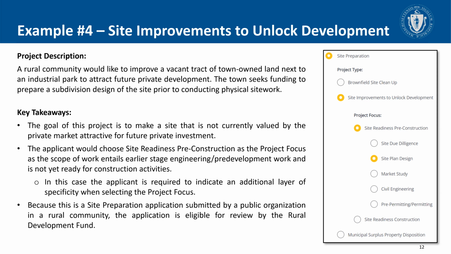And this application is being submitted by a rural community, so it's also eligible for review by the Rural Development Fund in addition to the site readiness program. Any community with a population density of 500 persons or less per square mile and a total population of less than 7,000 is automatically designated as a rural community for the purposes of this program.